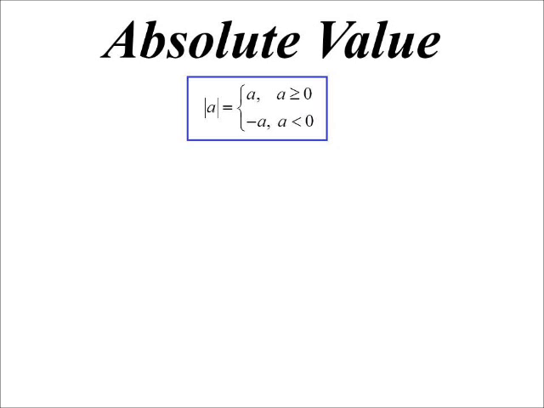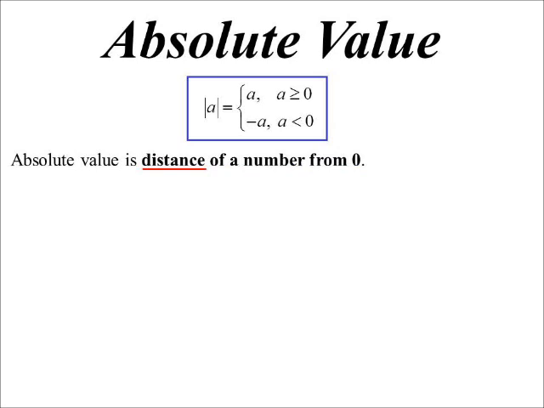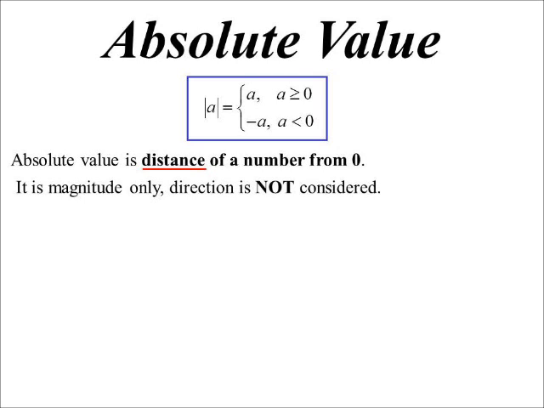What are we talking about? The way of thinking about it, if we think about our number line, is it's the distance from 0. How far away is the number we're talking about from 0? So as I say, it's magnitude only. We're only interested in the size. The direction, whether we're going in the positive direction or the negative direction, doesn't matter.